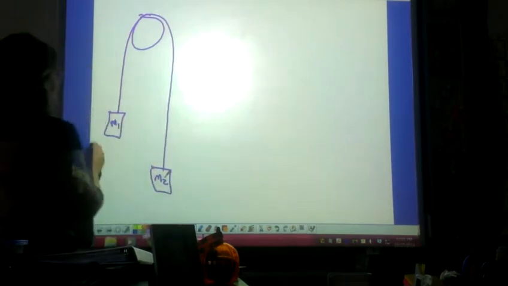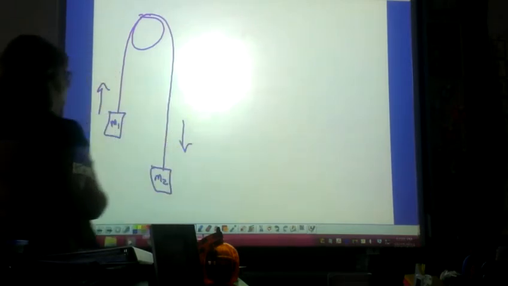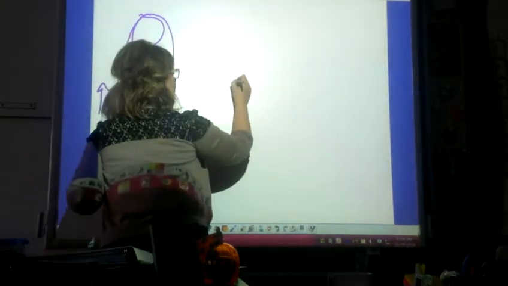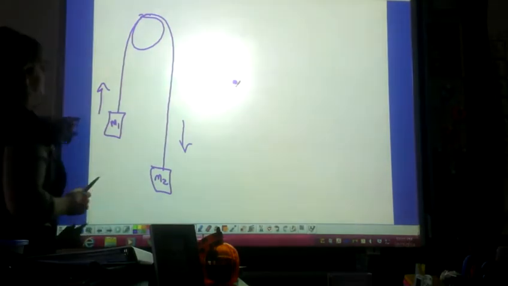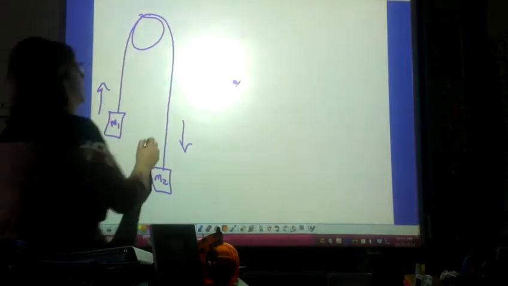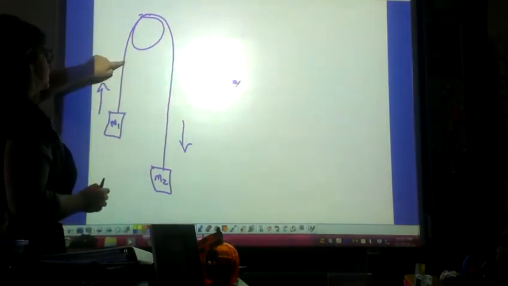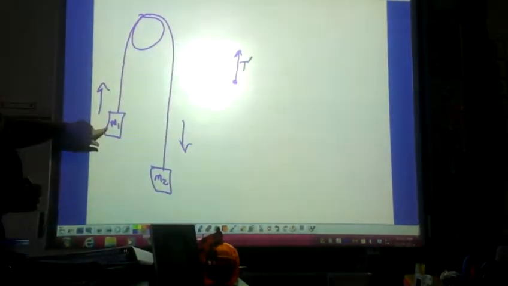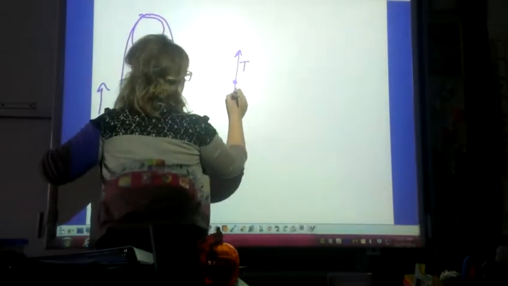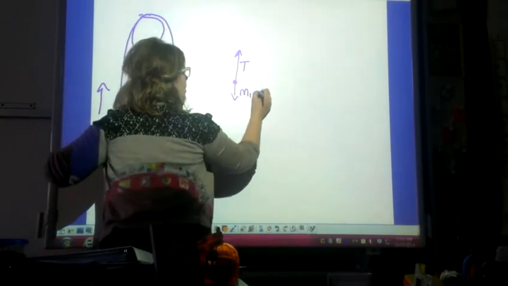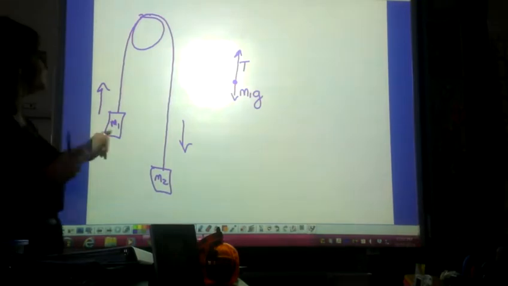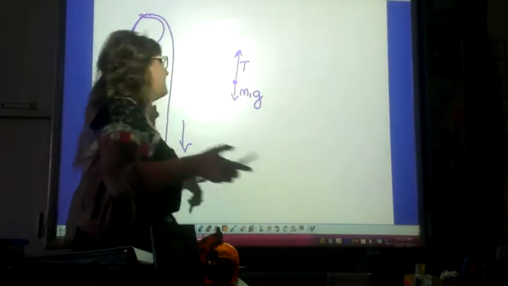It's a terrible drawing, but it's okay. M1 is up, M2 is going down. So let's do M1 first. Free body diagram for M1. Since it's accelerating upward, I have tension that's going to go in the positive Y. And then I also have the weight force of M1, so that's going to go down. I'm going to call that M1G because I want to make sure that I am specifying which one is mass 1 and which one is mass 2.